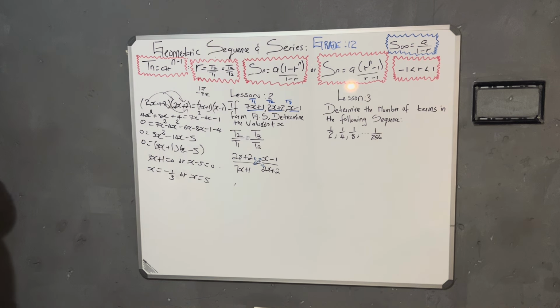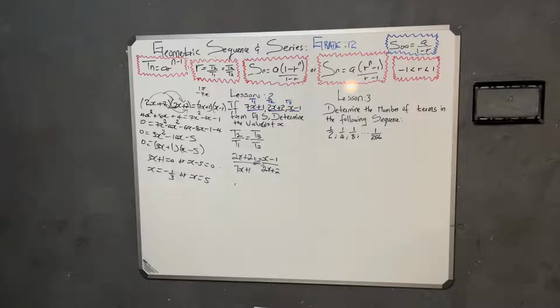Now, there we have values of x. That was the question. They wanted the value of x, and we gave them that. We have negative 1 over 3. We also have x equals to 5. Now, let's move to the next one.